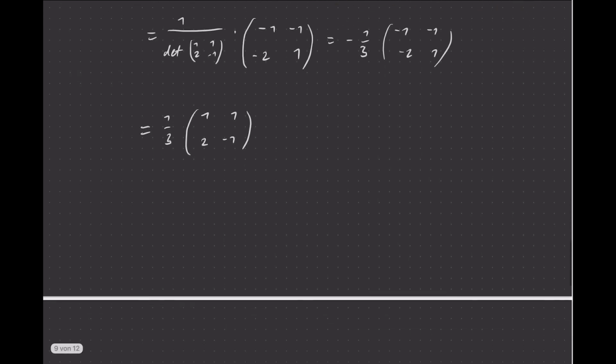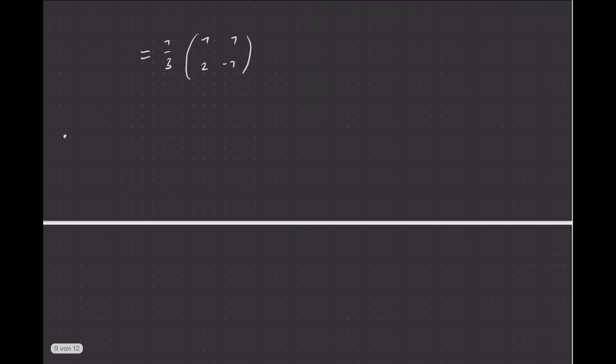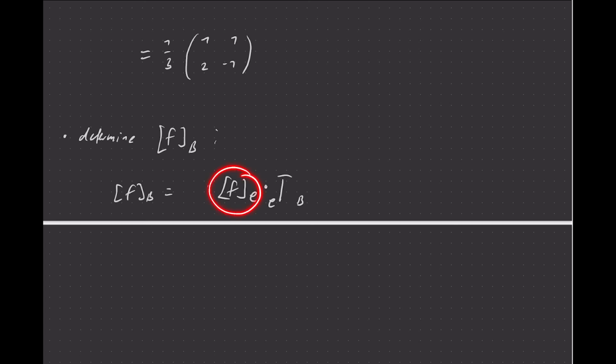Okay, so now we have those two matrices that we want, and now we can finally determine our matrix representation with respect to B, because we know that matrix representation is going to be that with respect to C. We know that one. And then we have to add transformations. So on the right hand side, we transform from B to C. Then we apply this mapping here. And then we have to transform back from C to B. So here's this one.